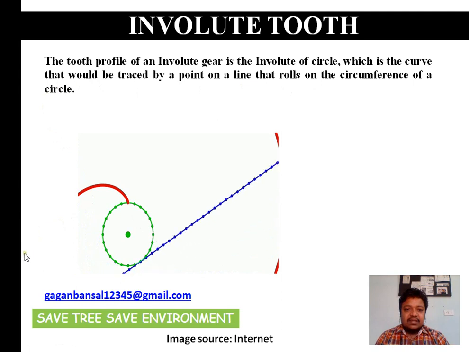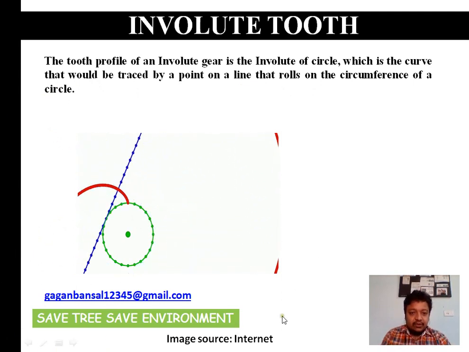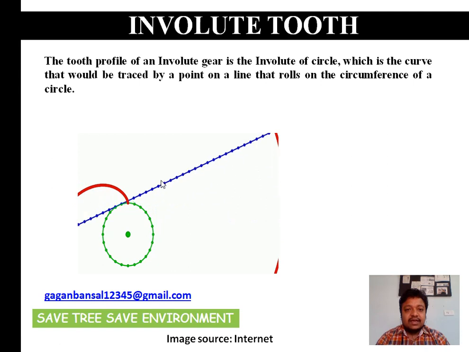As you can see, this is a circle, this green is the circle, you can see the circumference. So when a line is rolled over the circumference of a circle, the curve that has been traced by the point is termed as involute profile. In this particular figure, this red profile that has been traced by the point is your involute tooth. How we will draw this, we will be discussing.